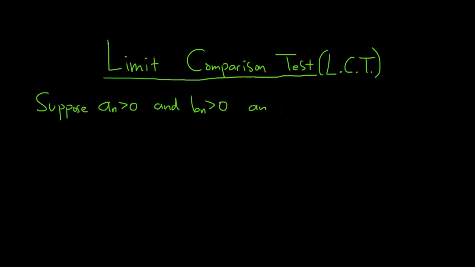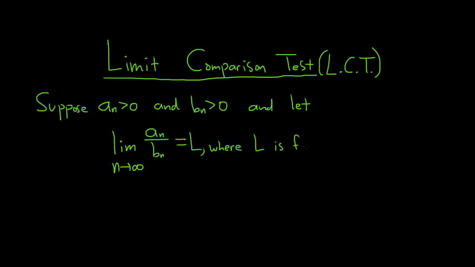And we're going to let the limit as n goes to infinity of A sub n over B sub n equal L, where L is a positive number. But textbooks never say it that way. They always say where L is finite and positive. I guess they want to emphasize that it can't be infinity. But you could just say positive number, and that's the same thing as finite and positive.